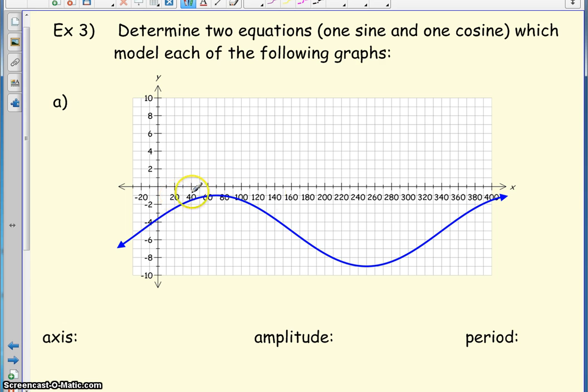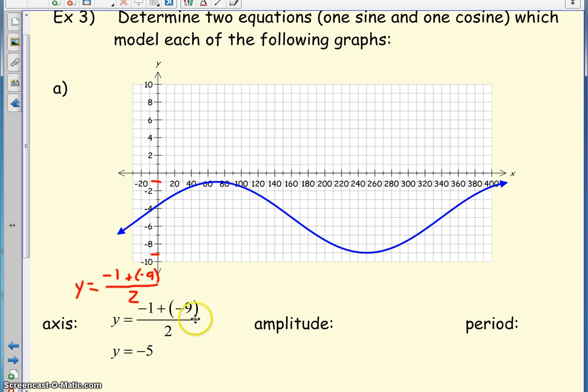Again, you may be able to read the axis nicely from the graph, but in case you can't, notice here that the maximum is at -1, and our minimum is at -9. Remember, the axis is halfway between the max and the minimum, so -1 plus -9 divided by 2 winds up giving us y equals -5. Once we have that in mind, we can work forward and find the rest. Let me just draw the axis in here at -5, just so you have the nice little visual.